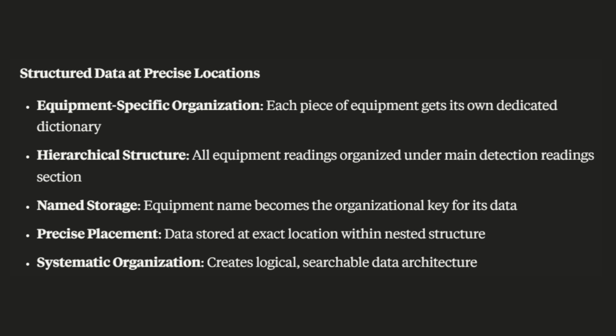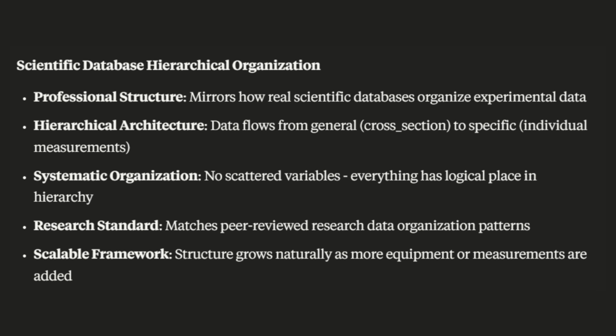Each piece of equipment gets its own dictionary containing raw value, confidence, and equipment status, all organized under that equipment's name within the detection readings. So scientific databases organize complex measurements like this. Instead of having scattered variables, we're building a hierarchical data structure where cross-section contains detection equipment readings, which contains individual equipment dictionaries, each with specific measurement properties.